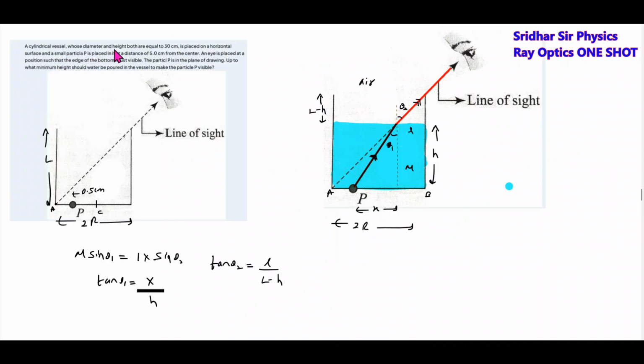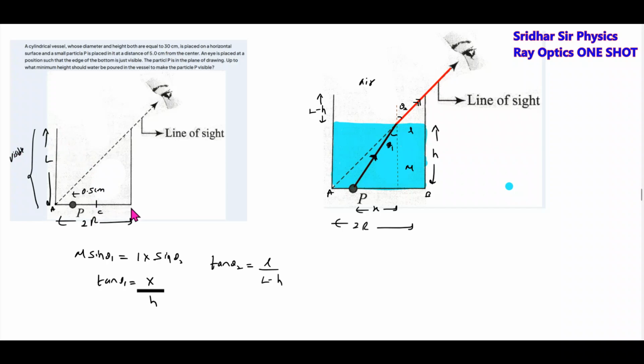I have a cylindrical vessel whose diameter and height are both equal to 30 centimeter. Okay, agreed. Then a small particle is placed at the bottom. The eye is positioned so that it is able to see only the vertical part. This part is not visible, so this part will be visible.